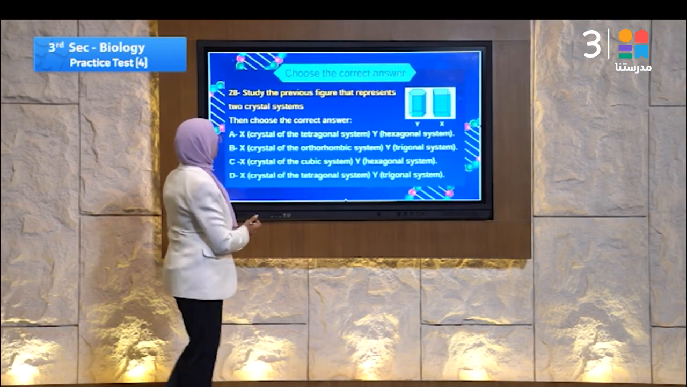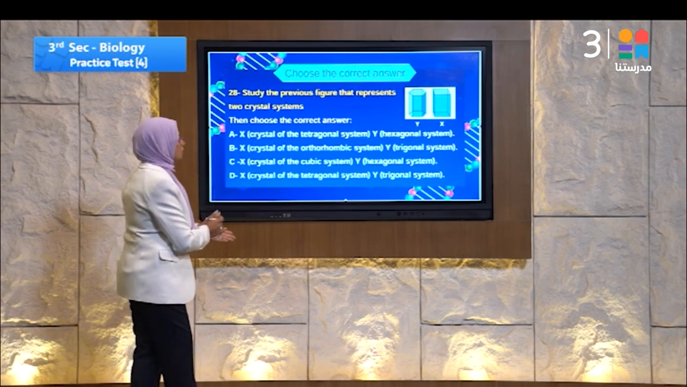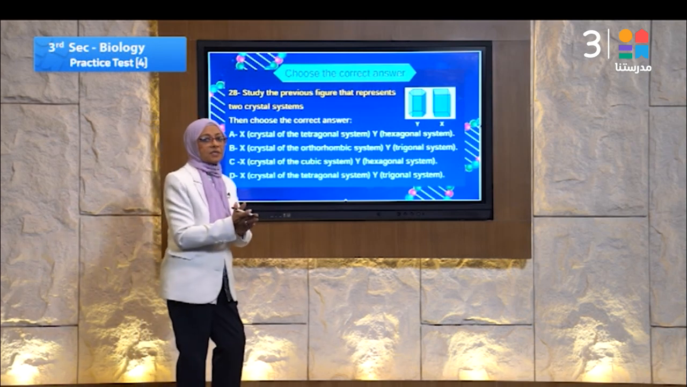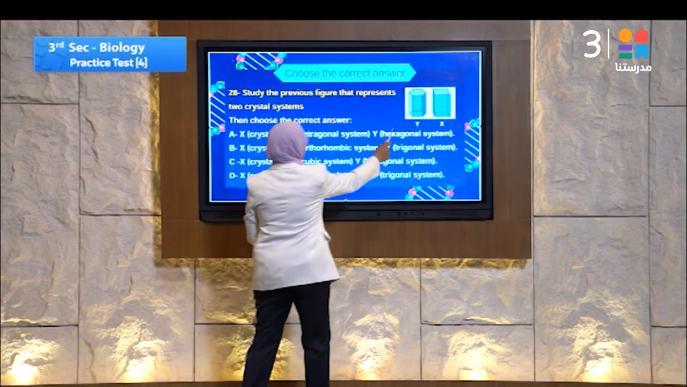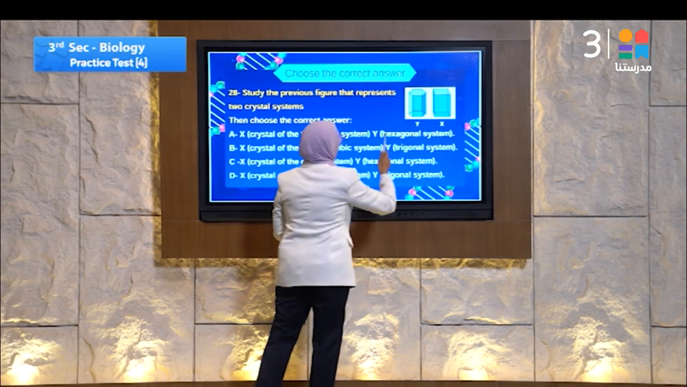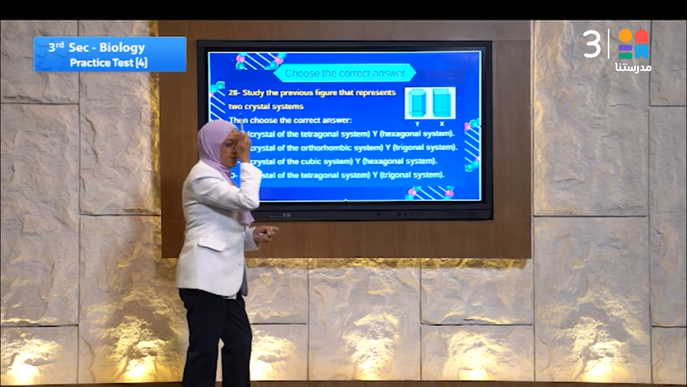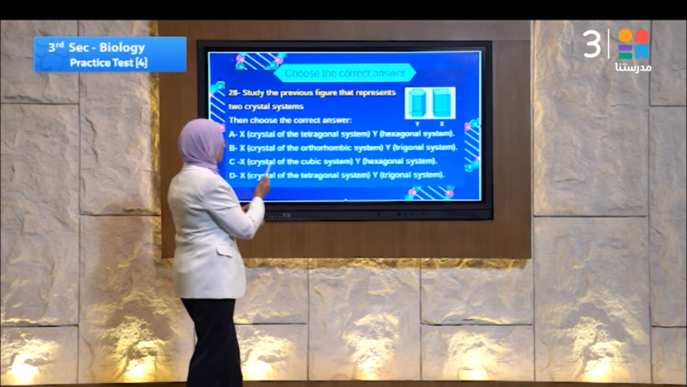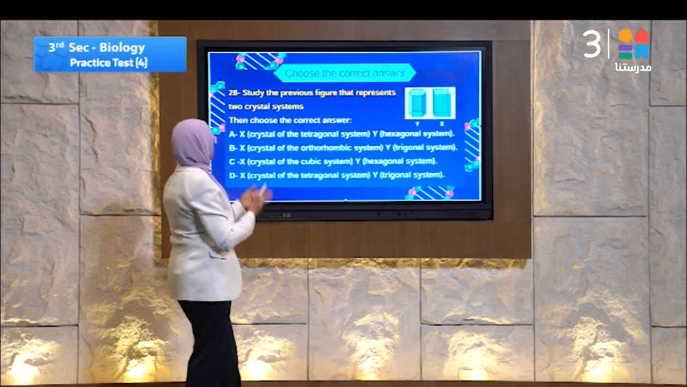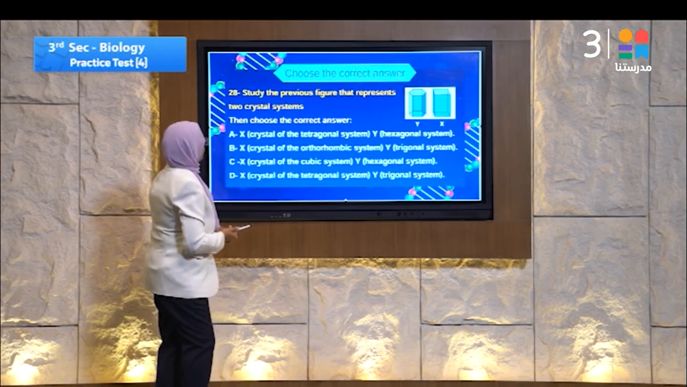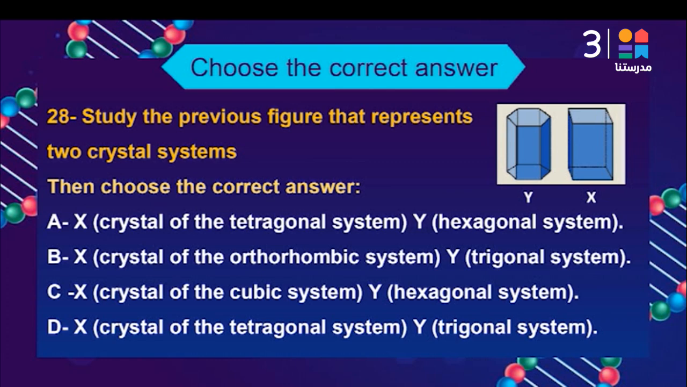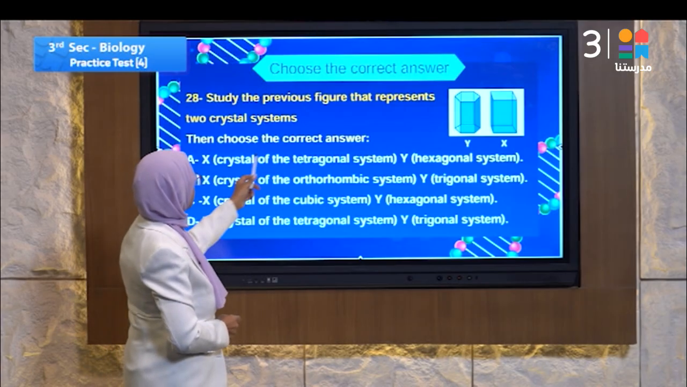Let's go to question number 28. Question number 28 speaks about crystals. There are two types of crystal here, X and Y. They will compare between them and give us many notes about them. Let's read the question. Study the previous figure that represents two crystal systems. Let's read the choices, then choose the correct answer.